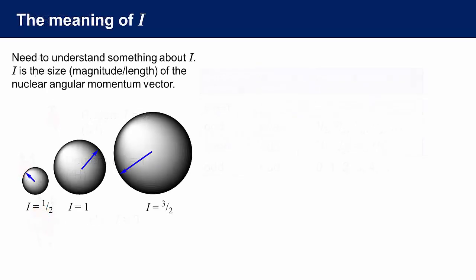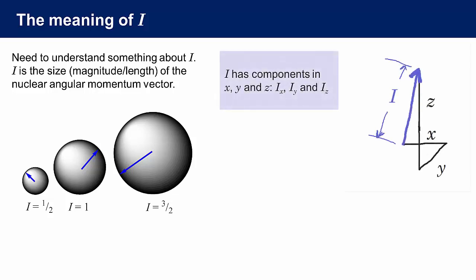We need to delve a little deeper into the meaning of the quantity I. The value of I really corresponds to the size of the angular momentum vector. It's useful to think of it as being represented by an arrow of length I. We might think of this vector centered on the atomic nucleus and pointing somewhere to the surface of a sphere. As a vector, I may have different components along different axes of a Cartesian coordinate system.